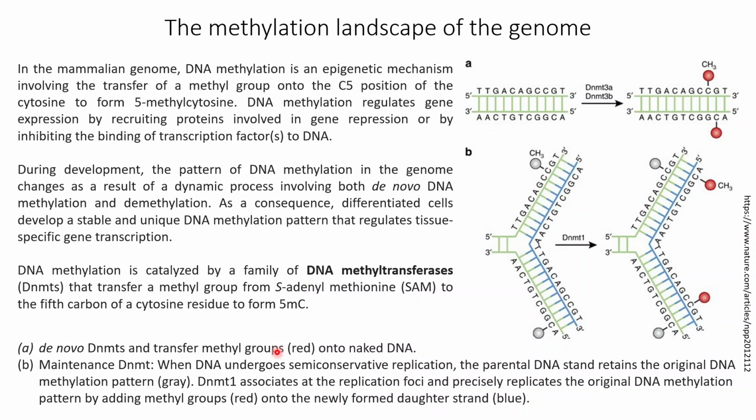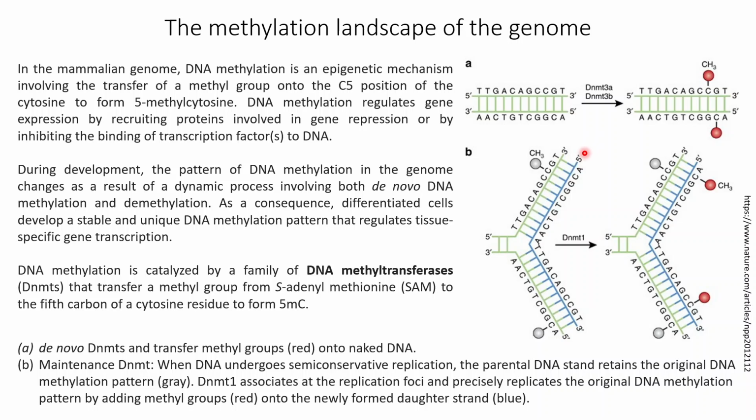So there are two ways it can happen. One is these de novo DNA methyltransferases that transfer methyl groups onto naked DNA. So you just have a DNA stretch and they transfer it. So you have DNMT3A and 3B that do this. And then there's another one called maintenance DNMT. This DNMT1 here is involved.